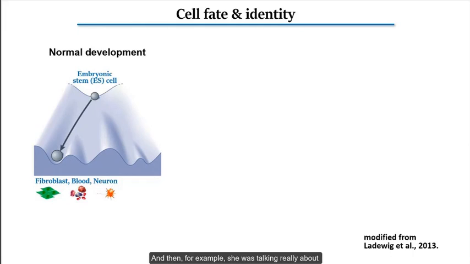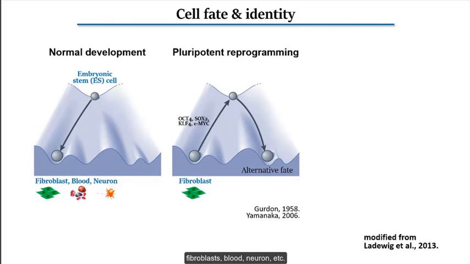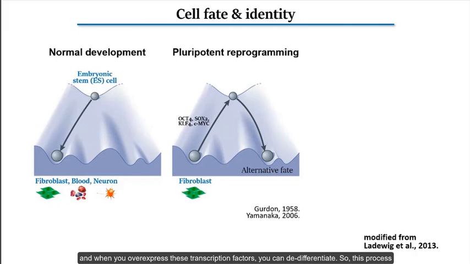Like fibroblasts, blood, etc. However, iPS cell reprogramming is a process that Shinya Yamanaka's group showed in 2006, which she briefly touched upon. Actually, you can take terminally differentiated cells like fibroblasts, blood, etc., and you can overexpress transcription factors like OCT4, SOX2, KLF4, c-MYC, etc.